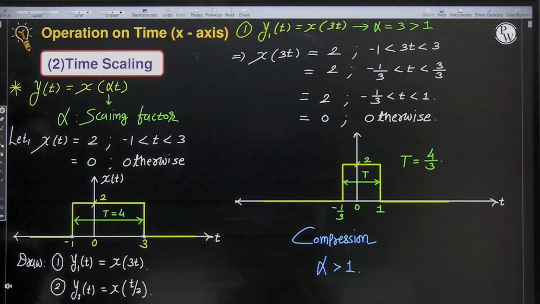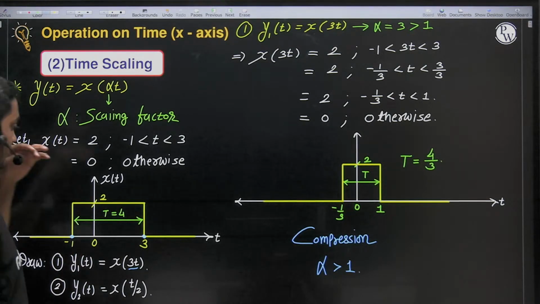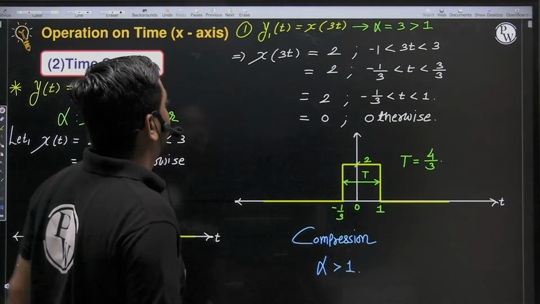Here minus 1 by 3. See, this is 3t, guys. Shortcut: 3t indicates compression, and it occurs only when you divide by 3, minus 1 by 3 and 3 by 3, guys. Correct? Minus 1 by 3 and 3 by 3. Correct? So this is the first case.